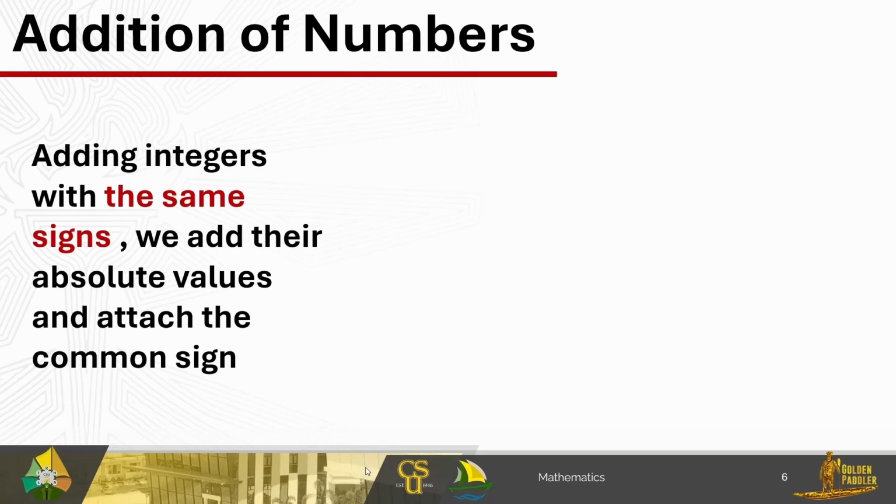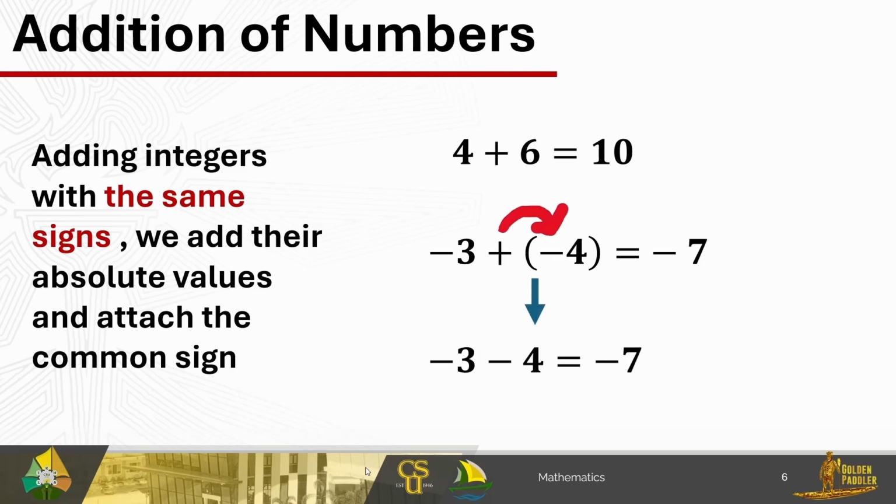In adding integers with the same signs, we add their absolute values and attach the common sign. Say 4 plus 6 is equal to 10, and negative 3 plus negative 4, so we take the absolute values of negative 3 and negative 4, so we have 3 plus 4 is equal to 7, and attach their common sign, which is negative. We can also multiply the positive and negative so that we can have negative 3 minus negative 4, which is equal to negative 7.